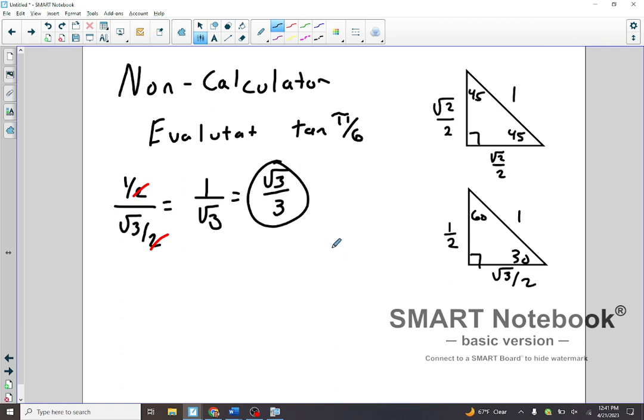Wait, how would you do that with 30 degrees? The only way you would do it is if you remember all the unit circle degrees. Okay. Next one.